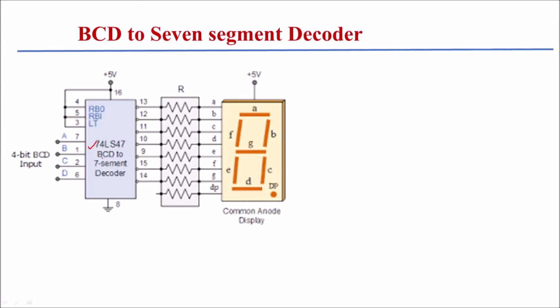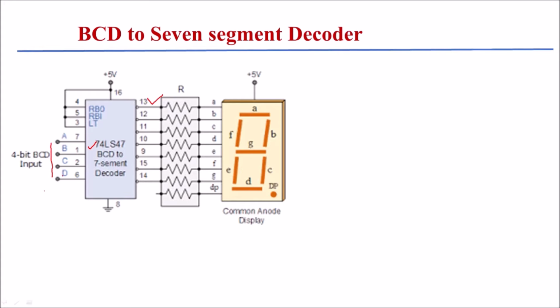7447 IC, which is a BCD to 7 segment decoder IC. This IC will convert the input BCD number into 7 segment code. So the 7 segment code will be available as an output at this IC's terminals. Here we can provide 0, which means all these 4 input terminals will be at logic 0 for digit 0, and it will give you the 7 segment code for digit 0.